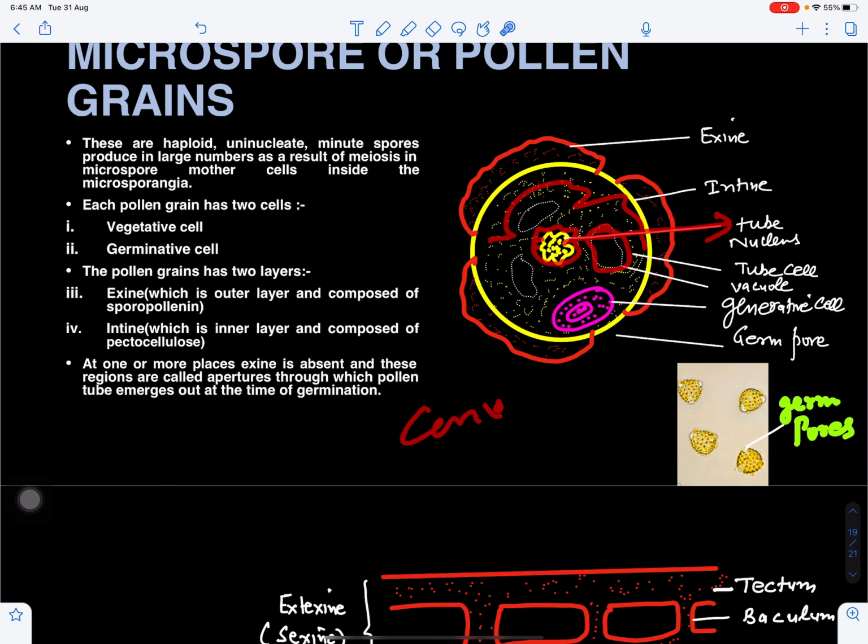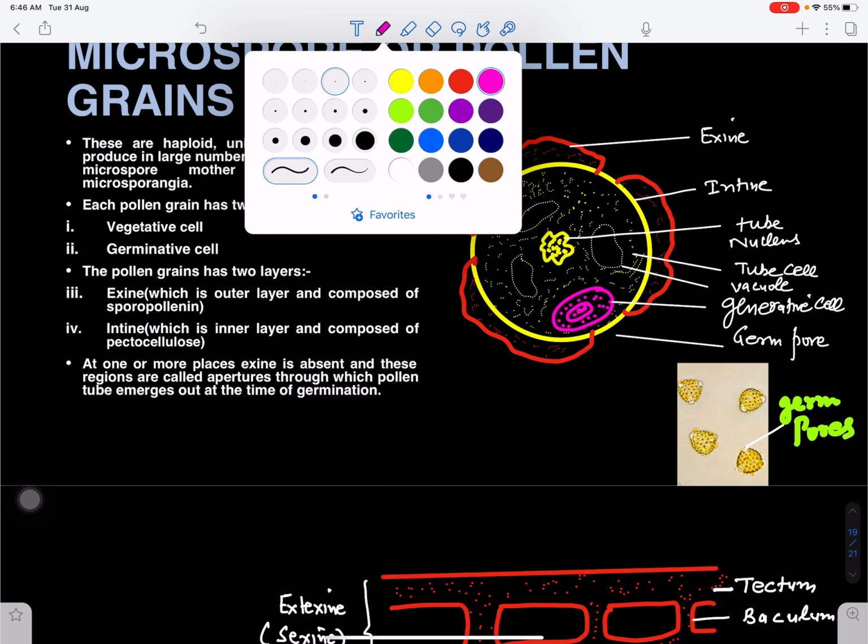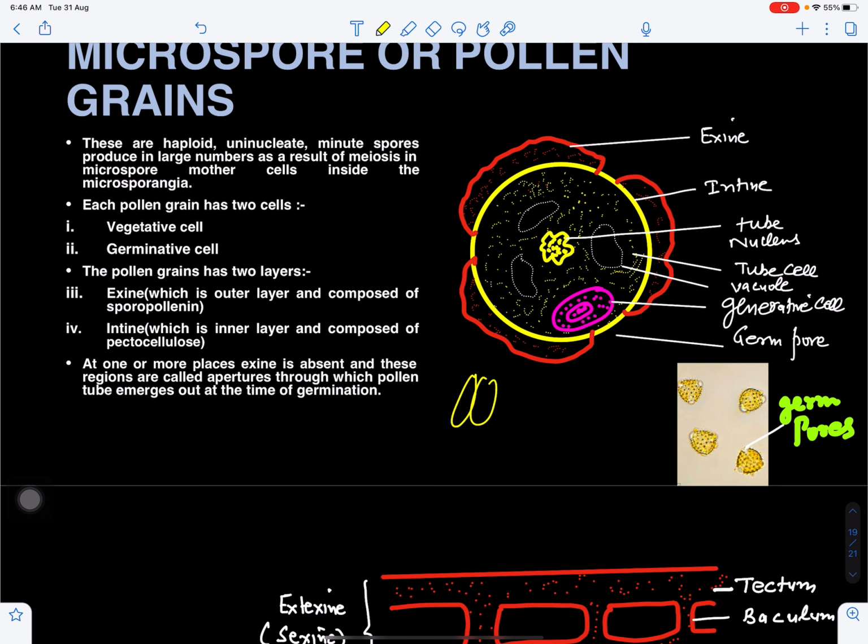This shows convolutions at maturity, and this is the generative cell which has become free from the internal wall of the pollen grain. So at this two cell stage, now these anthers may help in liberation of the pollen grains. Now the anthers will open to liberate the pollen grains. So at the two cell stage, that is when it has a tube cell and a generative cell, this may be liberated from the anther. So this process is also called as pollination.